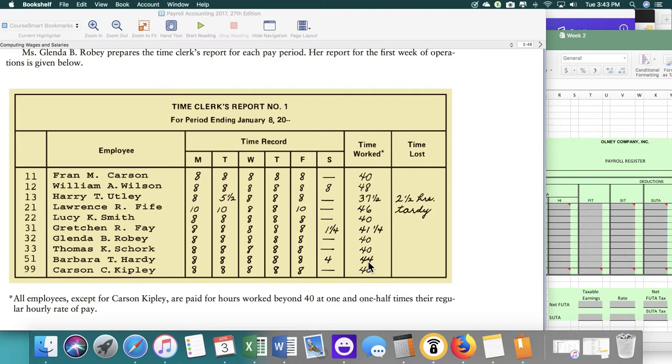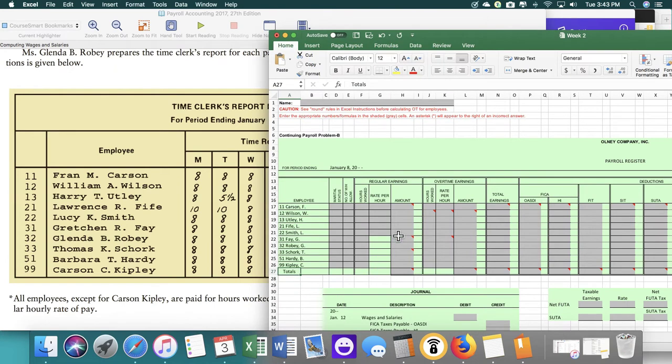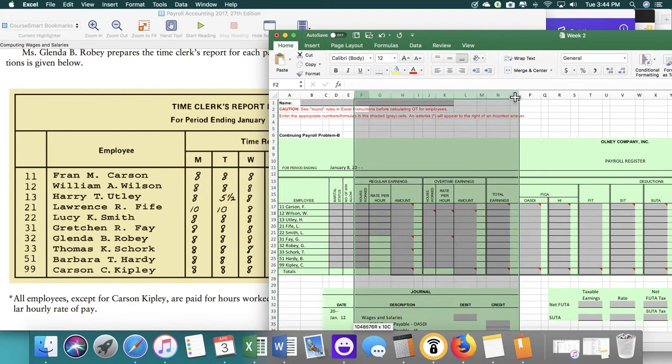That's going to tell us how many hours they're being paid for and the number of hours worked. It says all employees except for Carson Kipley are paid for hours worked beyond 40 at 1.5 times. So if they work on a Saturday, it's still 1.5 times, not double time. That all depends on the company. What we're asked to complete is the regular earnings, the overtime earnings, and the total earnings. So we are going to be completing just columns F through O for this portion, just for the top.